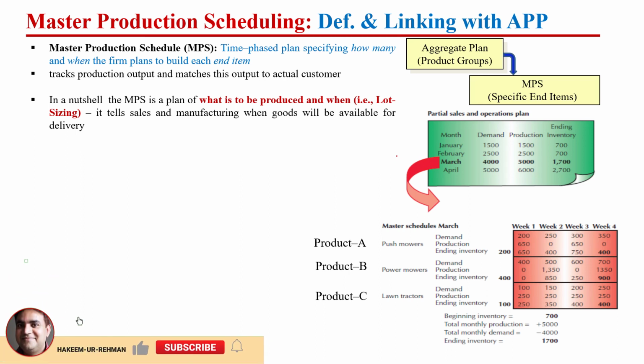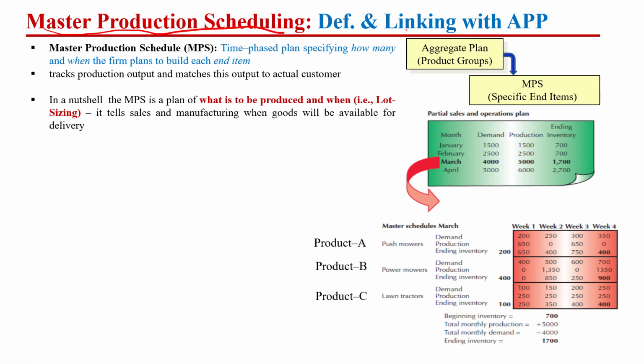Welcome. In this video lecture, I am going to talk about what the master production schedule is and how we can link this master production schedule with the aggregate production plan. So let's first discuss what the aggregate production plan is. Basically, the aggregate production plan is usually developed for a product family or a product group. Let's take the example of a washing machine.